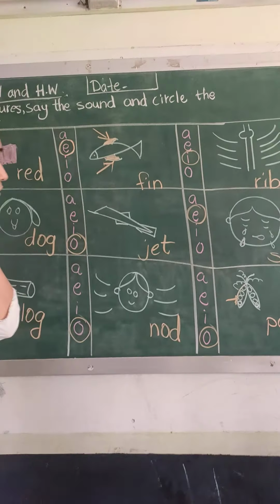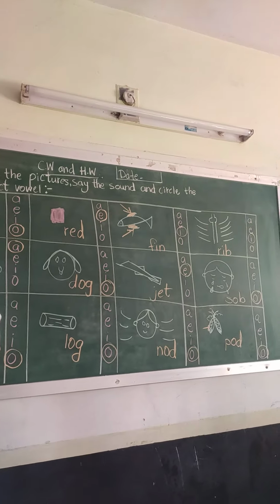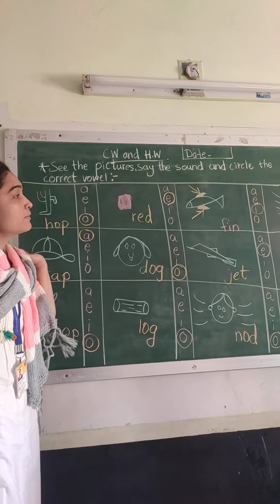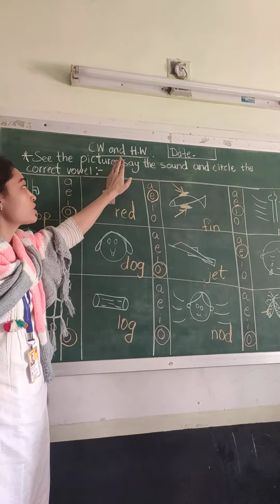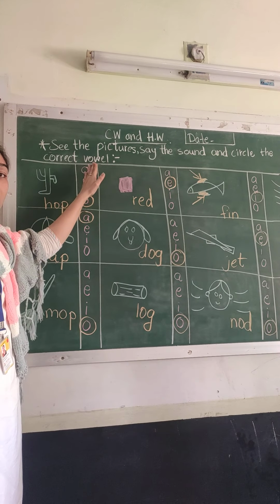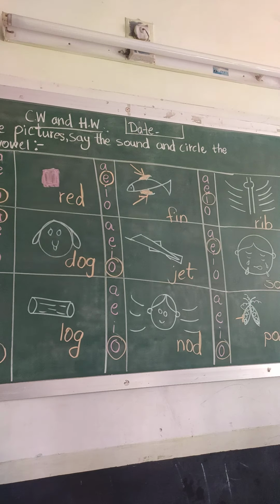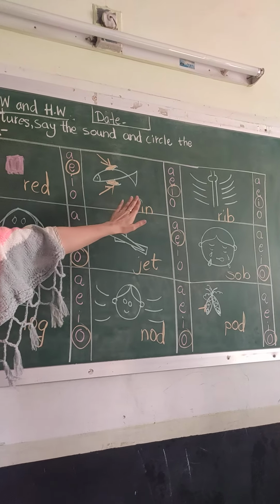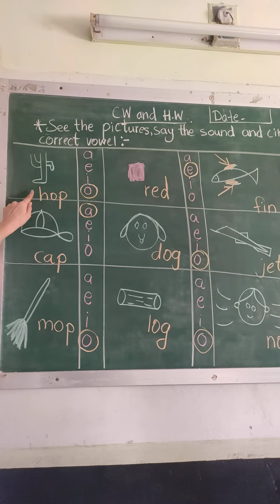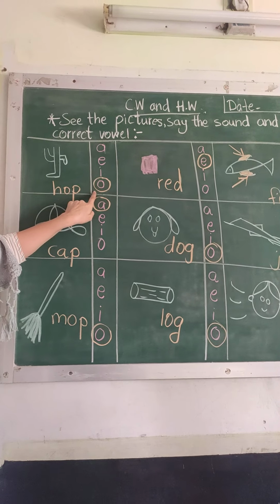So what did we learn today, children? We did the revision of A, E, I, O sound words. We did the sight words revision. And for our classwork, we have done see the pictures, say the sound, and circle the correct vowel. The same thing can be your homework, or your parents can help you with some more pictures. So what did we do? We recognize the sound, saw the picture, and circle the correct vowel.